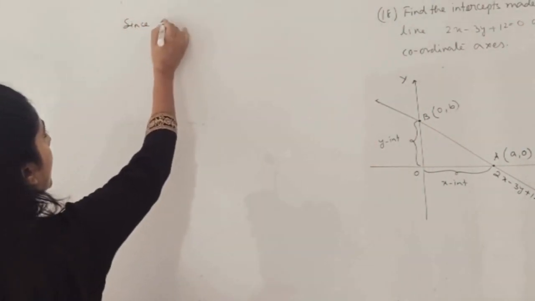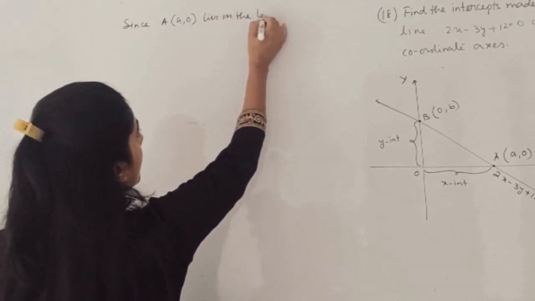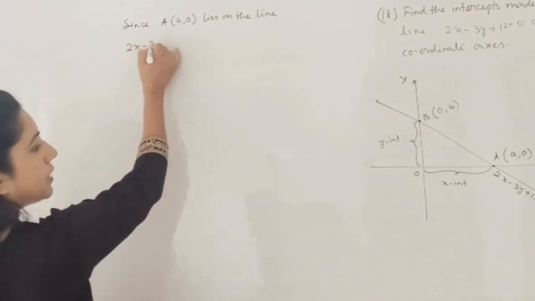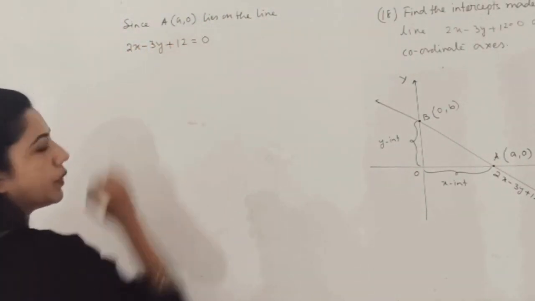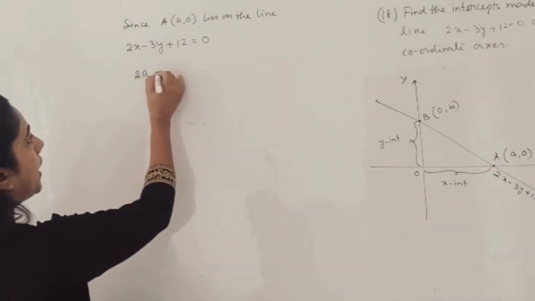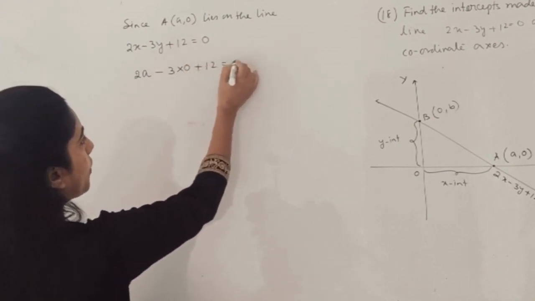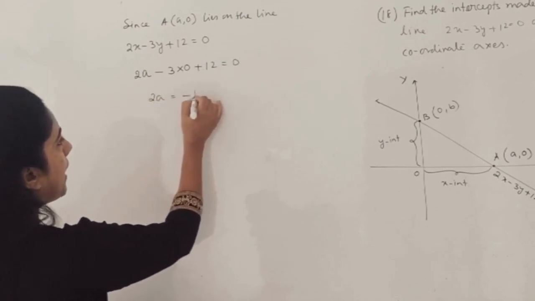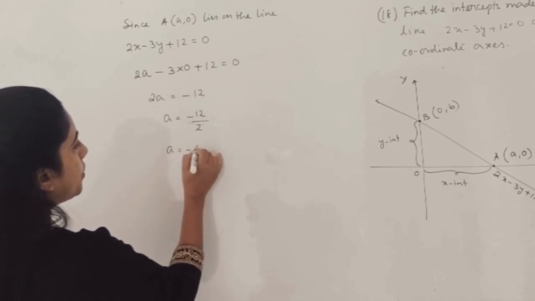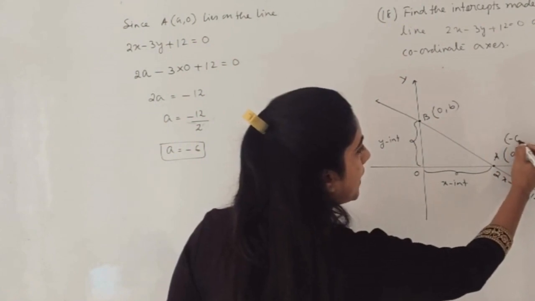Since A, that is (a, 0), lies on the line 2x minus 3y plus 12 equal to 0, now put the values over there. 2 in place of x will write a, minus 3 in place of y will write 0, plus 12 equal to 0. That is 2a equal to minus 12, or a is equal to minus 12 upon 2, that is a is equal to minus 6. That means your A point is (-6, 0).